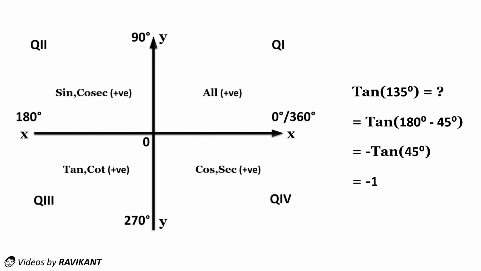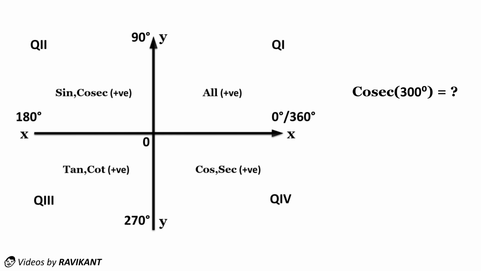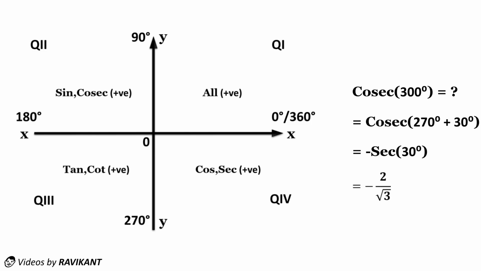Now take another example. Cosec 300 degree. We can also write cosec 300 degree is equals to cosec 270 degree plus 30 degree. Here the angle lies in fourth quadrant, and in this quadrant only cos and sec are positive, so cosec would be negative, and it will change into sec because the angle is 270 degree plus theta. So cosec 270 degree plus 30 degree is equals to minus sec 30 degree, and we know the value of sec 30 degree, which is equals to 2 by root 3. So finally we have got the value of cosec 300 degree, which is equals to minus 2 by root 3.